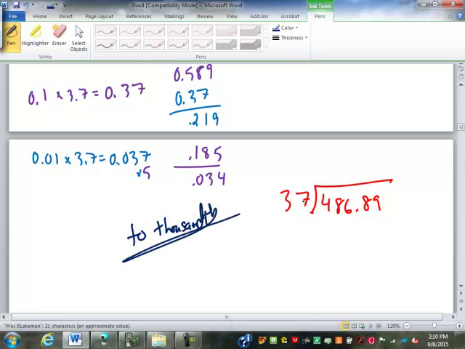So 37, does it go into 4? No. 48? Once. Bring down the 6. It goes in 116 three times. It's 111. There's 5. Before I can bring down the 8, I have to move up my decimal point. 37 into 58 is once.